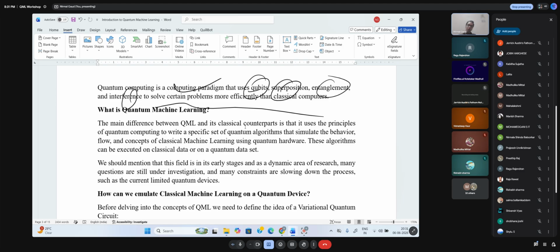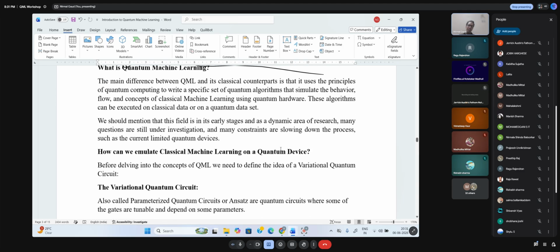Then what is quantum machine learning? See, quantum machine learning is not something different. In machine learning only, we are using concepts of quantum, to write a specific set of quantum algorithms that simulate the behavior, flow, and concepts of ML using quantum hardware. So let's consider quantum hardware and use a specific set of quantum algorithms to simulate the behavior of a machine learning algorithm.